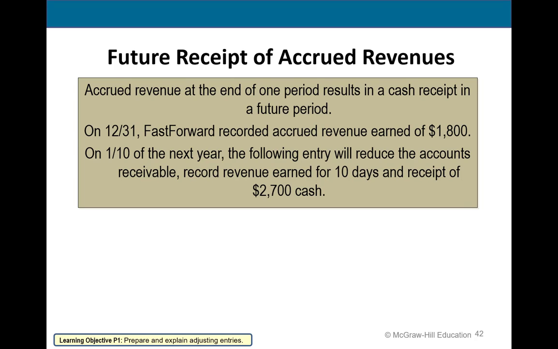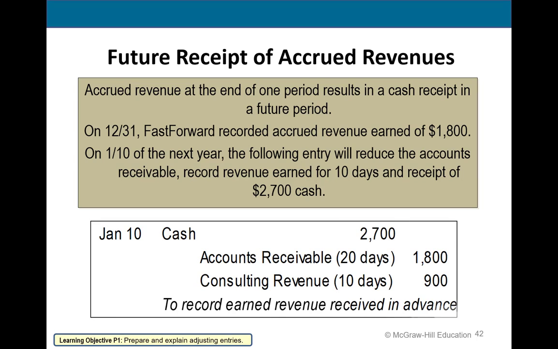Fast Forward made an adjusting entry for $1,800 to record 20 days of accrued revenue earned from its consulting contract. When Fast Forward receives the $2,700 in cash on January 10th for the entire contract amount, it makes the following entry to remove the accrued asset, accounts receivable, and recognize the revenue earned in January. The $2,700 debit reflects the cash received. The $1,800 credit reflects the removal of the receivable, and the $900 credit goes towards revenue earned in January.